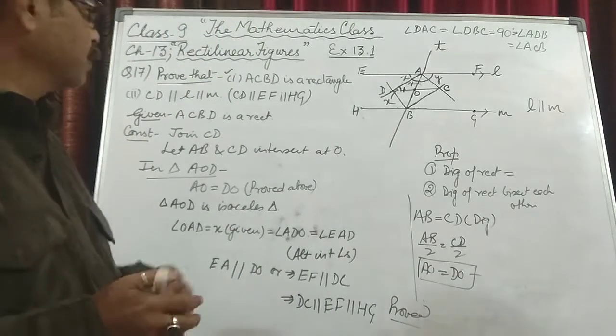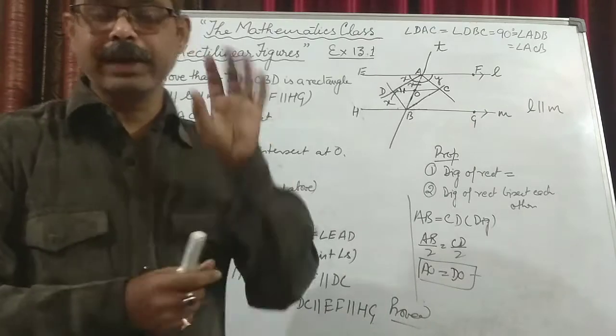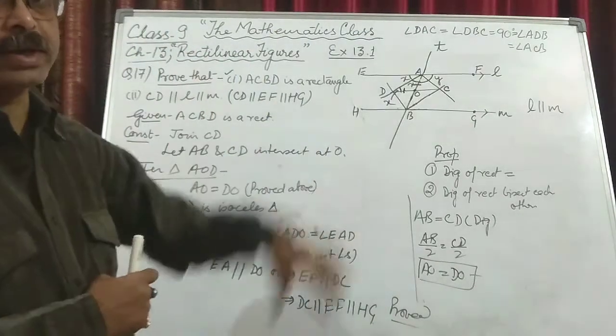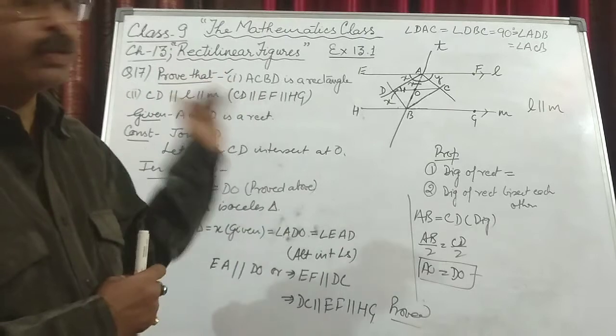So now I hope you have understood. You have to go through it at least 2-3 times because so many properties are applicable in this particular question.